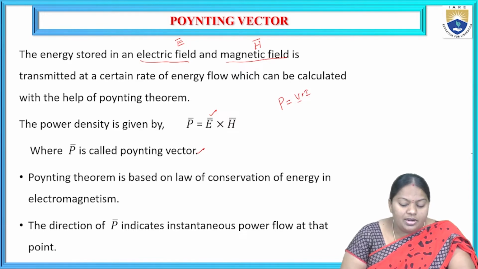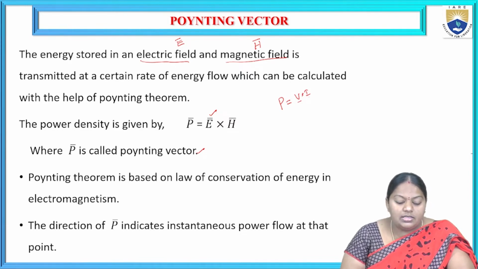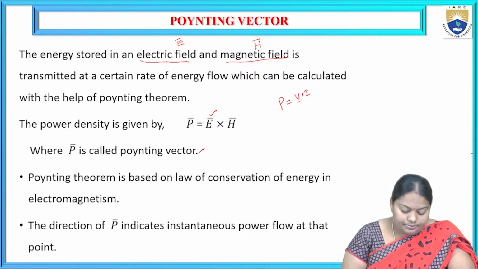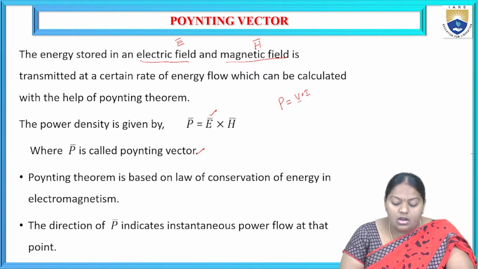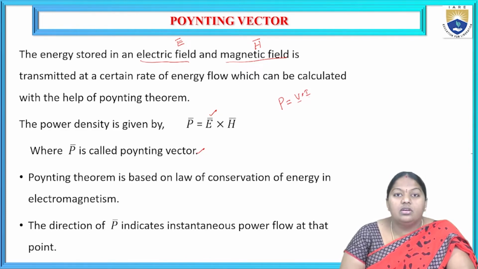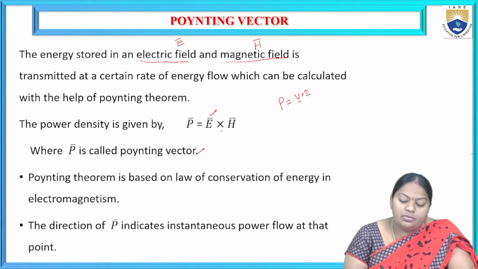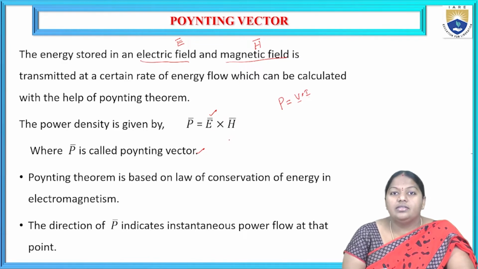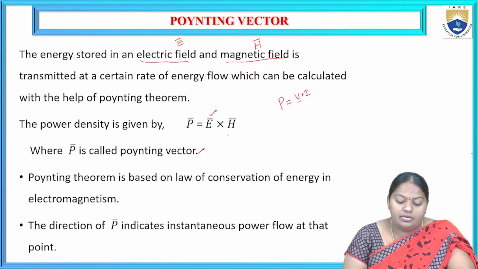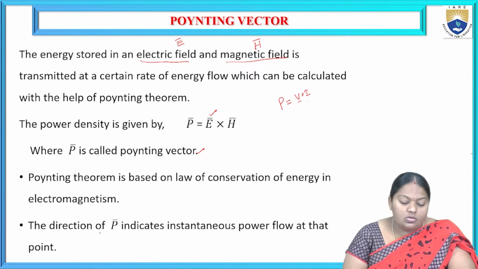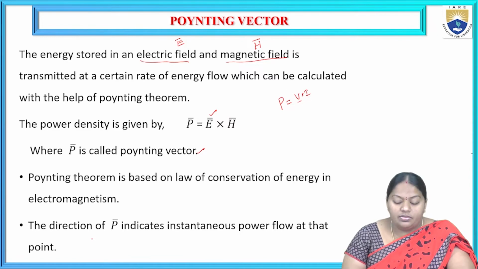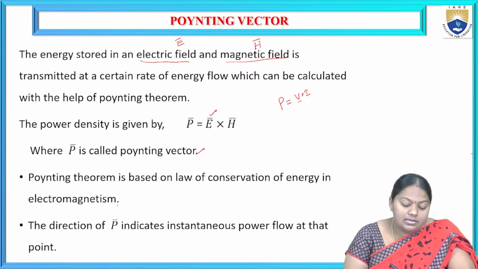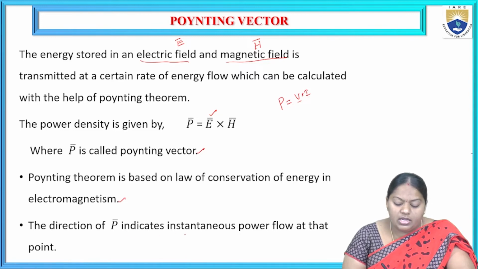Now, to derive this mathematical equation for the Poynting vector, we use the Poynting or average power density. Poynting theorem is based on the law of conservation of energy in electromagnetism. Why? Because P bar is given by E bar cross H bar, which means the energy stored in electric fields along with the energy stored in the magnetic fields we have to consider over here. So Poynting theorem is based on the law of conservation of energy in electromagnetism. And the direction of P bar indicates instantaneous power flow at that point.